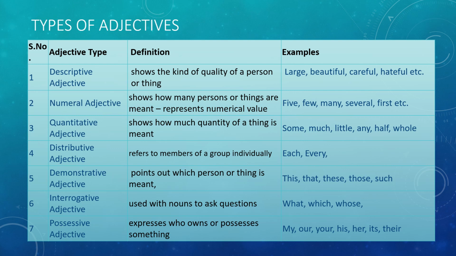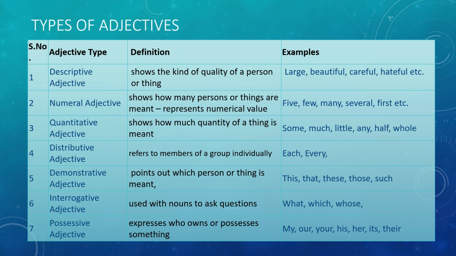Interrogative adjective. It is used with nouns to ask questions. For example, whose books are they? Which drink do you prefer?